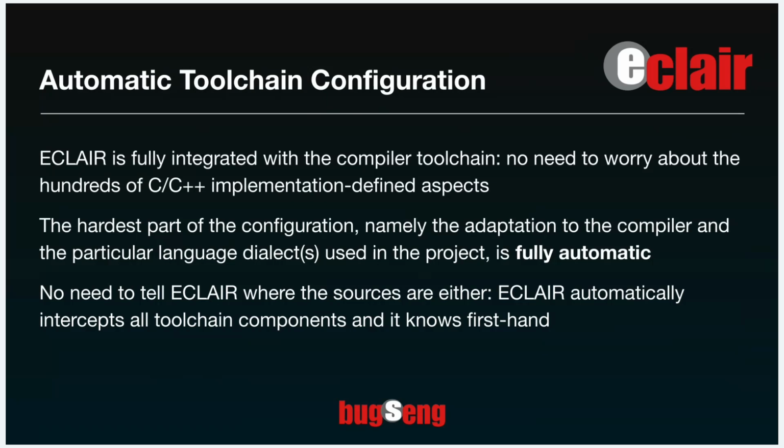Now instead, they have ECLAIR and their life is much easier because ECLAIR intercepts all the invocations performed by the build procedure to the toolchain components and automatically configures itself. When I say toolchain component, I mean compiler, linker, assembler, and the archiver. They are automatically intercepted, and later we will see an example of this.